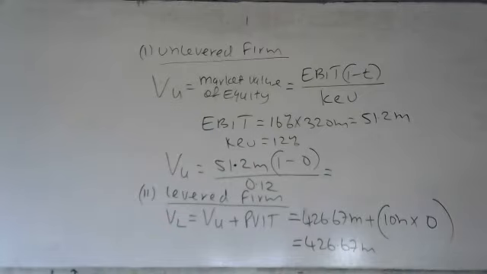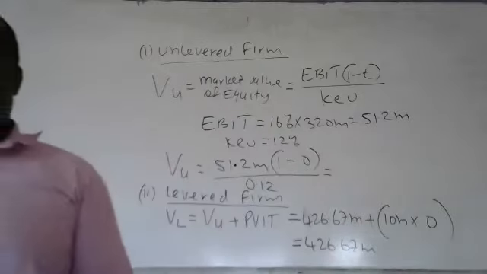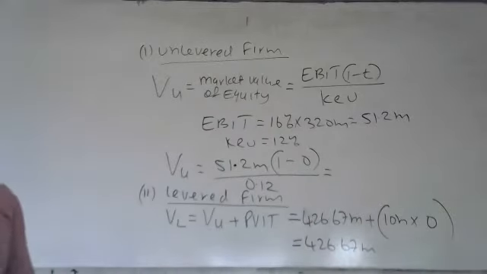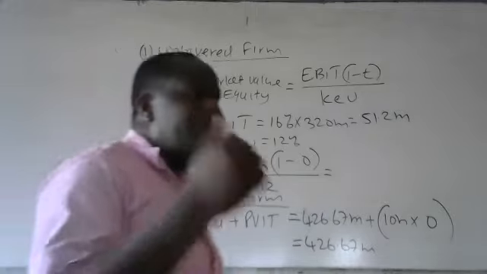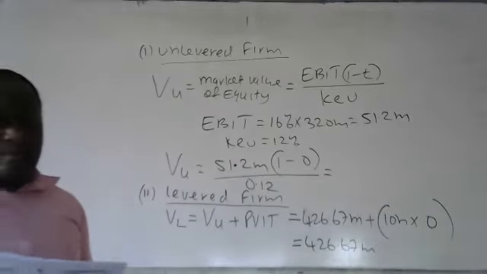Just giving that value. So when there are no taxes, there is no difference between the value for the levered and unlevered. So that should now be our Roman letter 2.